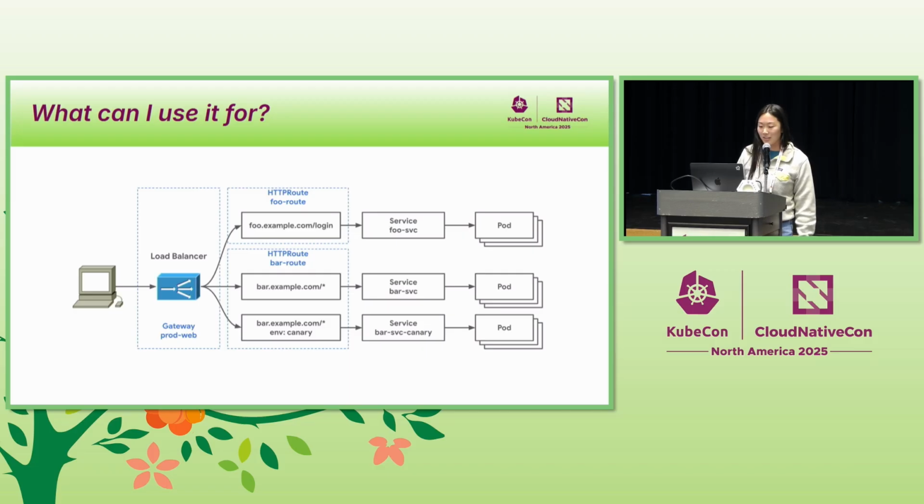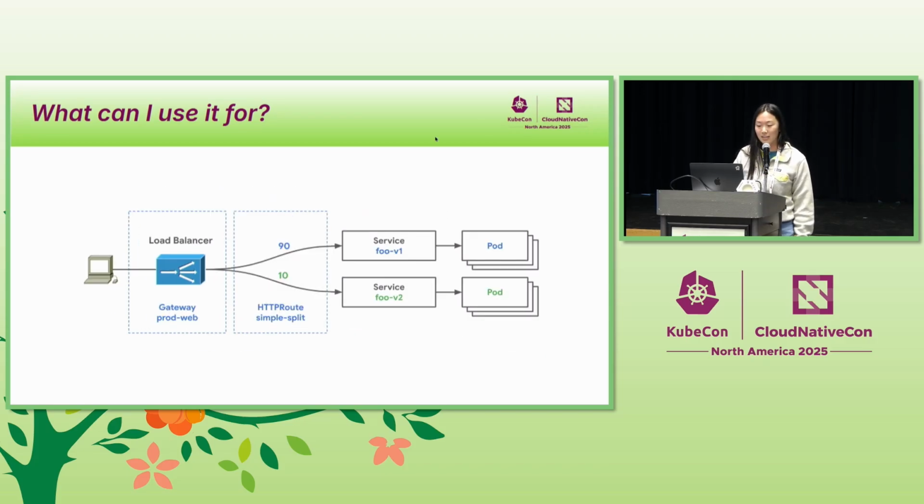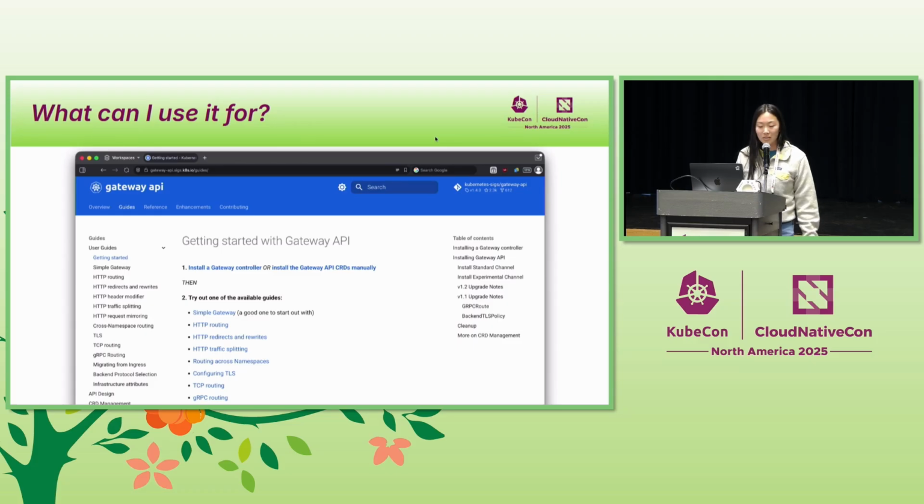So what can you use it for? Gateway API is great for things like URL-based routing and also header-based routing. So you can do things like, hey, I want everything from /login foo.example.com to go to foo.service. You can also do traffic splitting. So if you set up your gateway to point to an HTTP route, you can split traffic, with 90% to version 1 and version 2 getting 10%. So there's a bunch of things.